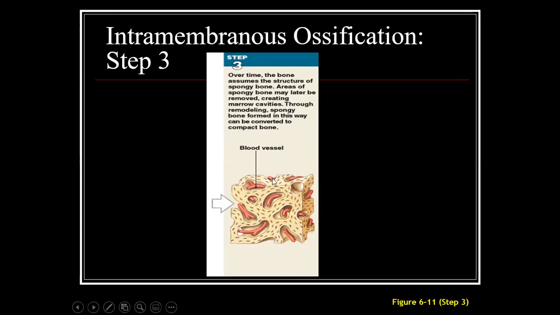I'm going to read to you the steps of intramembranous ossification as labeled out in the handout that I have posted for you in your class. This type of bone formation occurs in a fibrous membrane. Embryonic mesenchymal cells differentiate into osteoblasts and form a center of ossification.